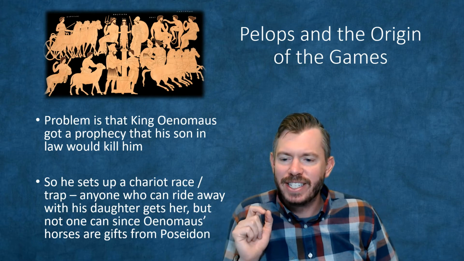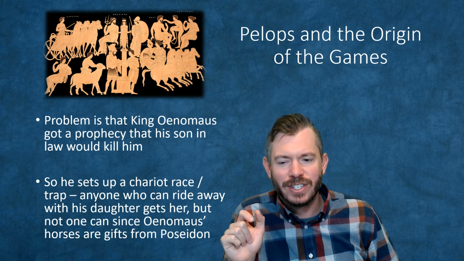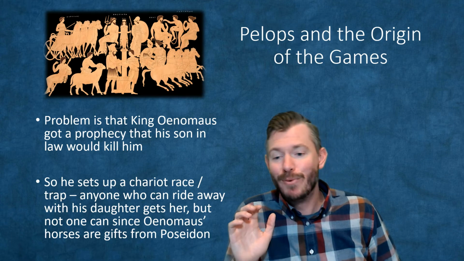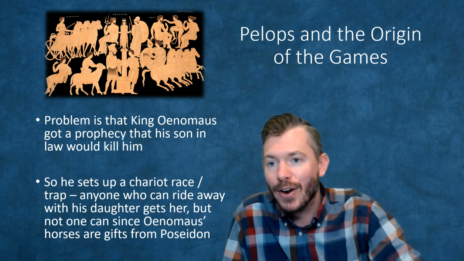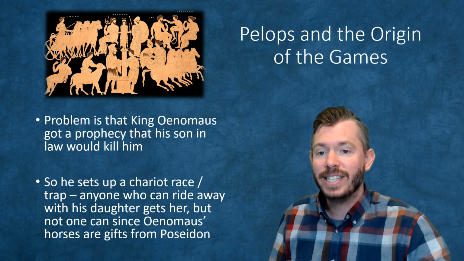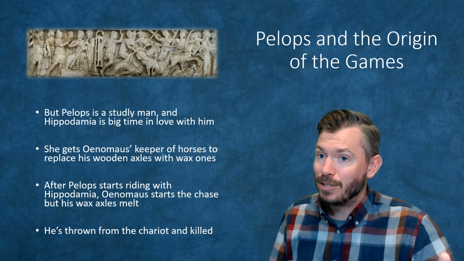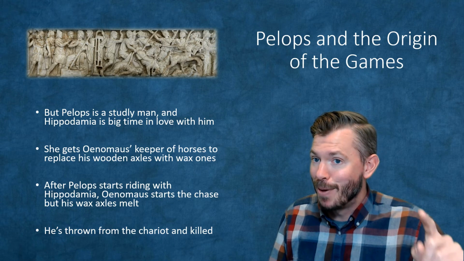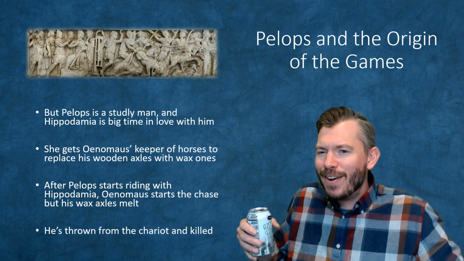And so what he does is he sets up a chariot race. But he knows that his horses are gifts from Poseidon. So he's got these magical horses, and he's going to win any of these chariot races. Anybody who comes to take the hand of his daughter in marriage has to go race him, and Oinomaus always ends up winning. But Pelops is a big, studly dude, and Hippodamia is in love with him big time. And so he's like, hey, baby, maybe you can help a brother out here, you know?